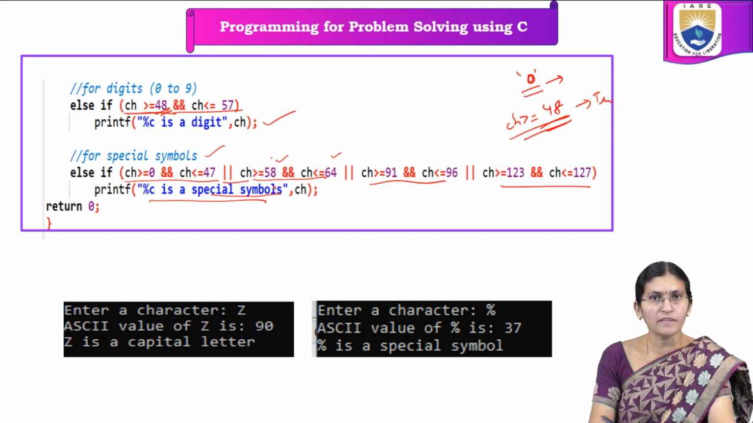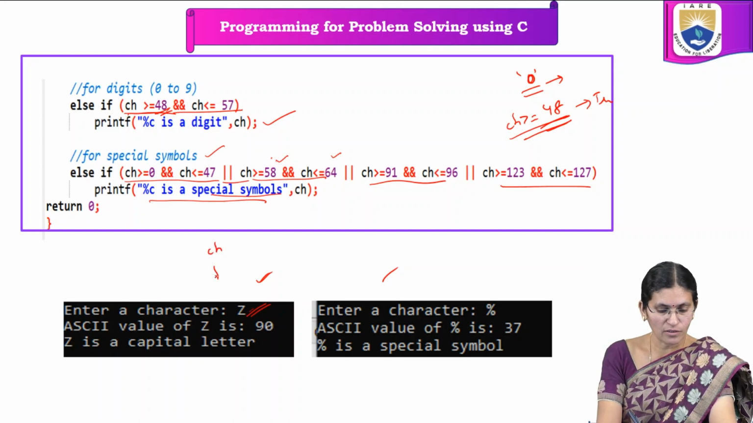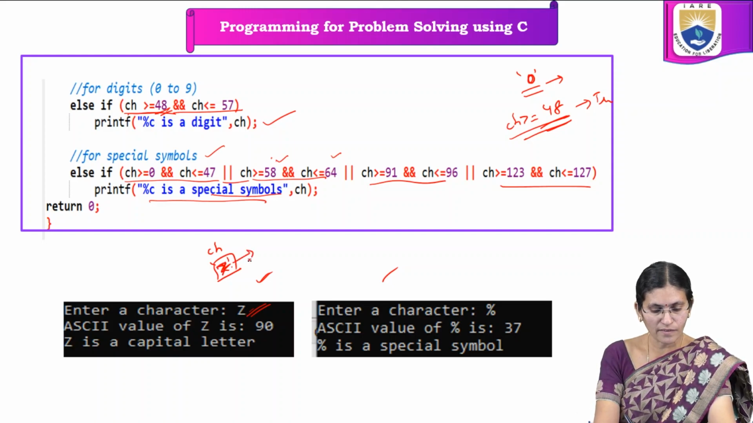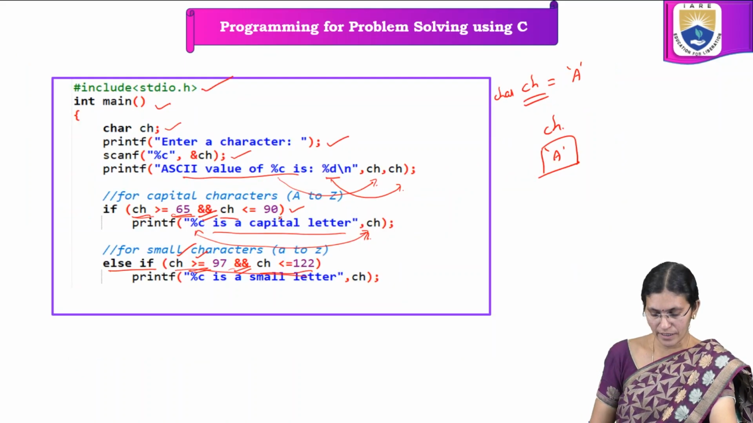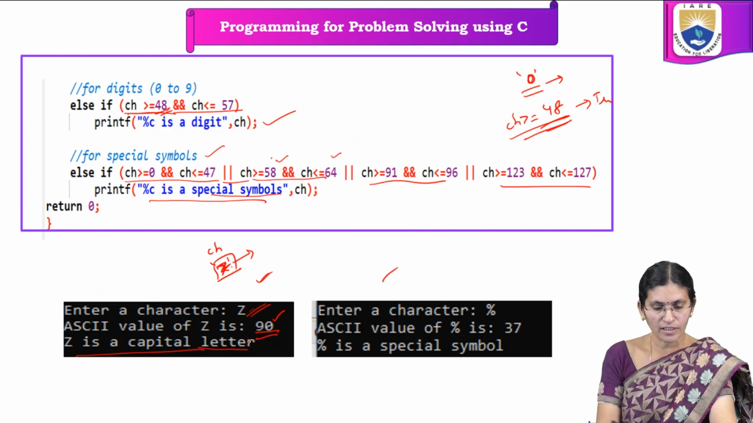Now if we execute this program, these are the two test cases we have executed. In the first test case, suppose we enter the character as Z. Now CH has the value Z. It has the ASCII value of 90, so that ASCII value is printed here. And from the given condition, this CH value lies between 65 and 90, so therefore this is a capital letter.